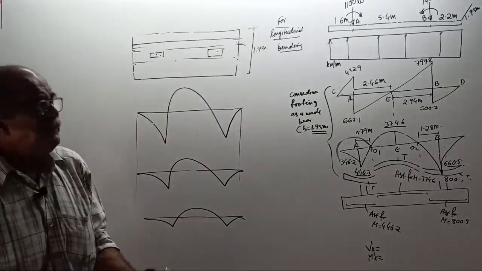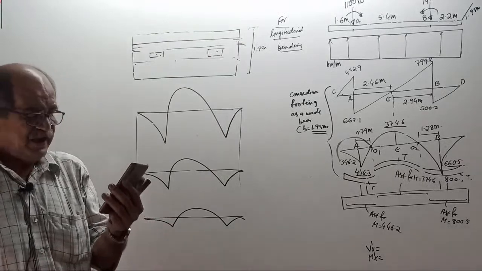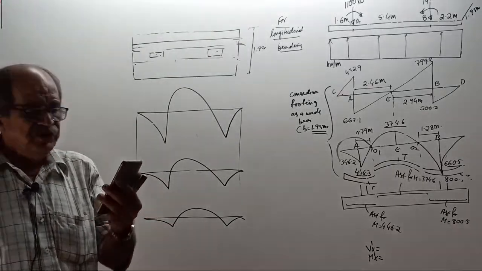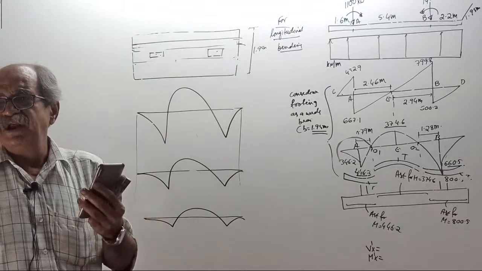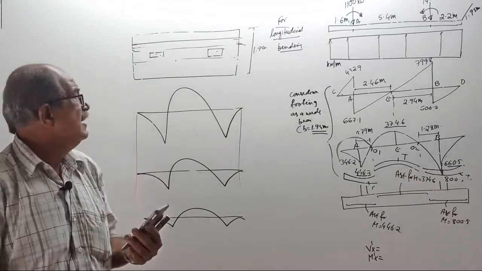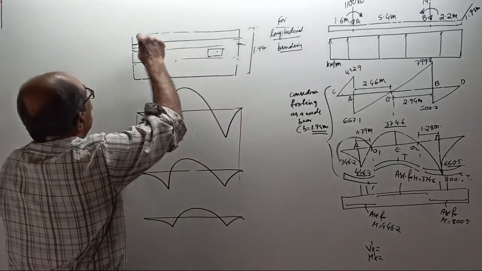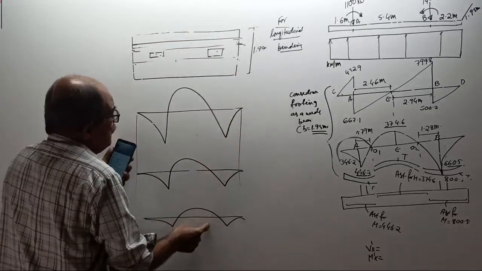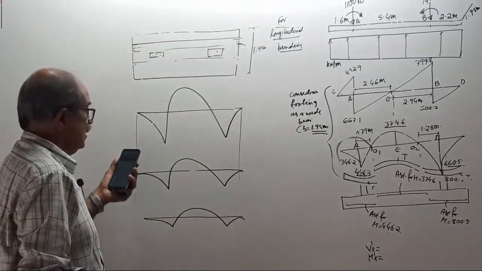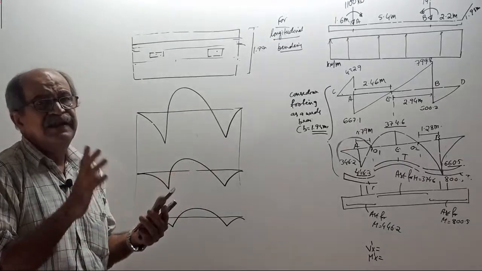You should design for a strip under the column or elsewhere. Where should you design? Shall I provide steel for bending for this strip or this strip or this strip? You are not answering. Under the column.